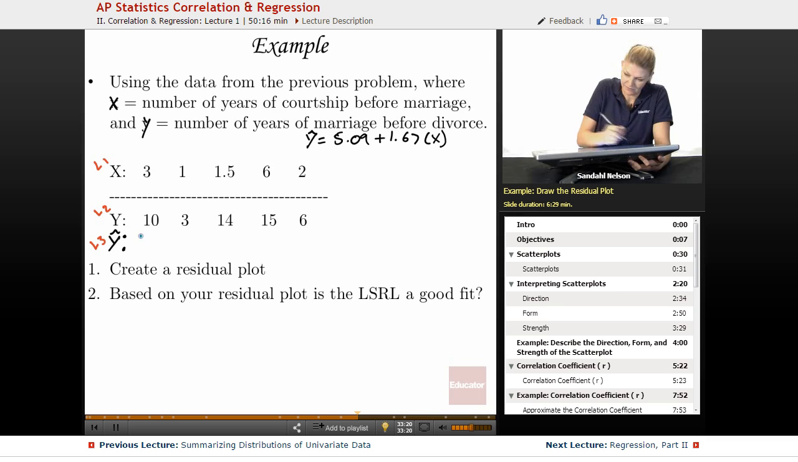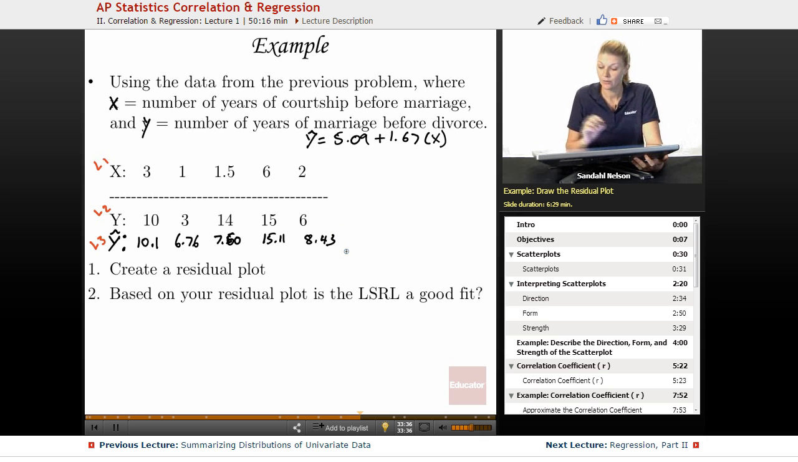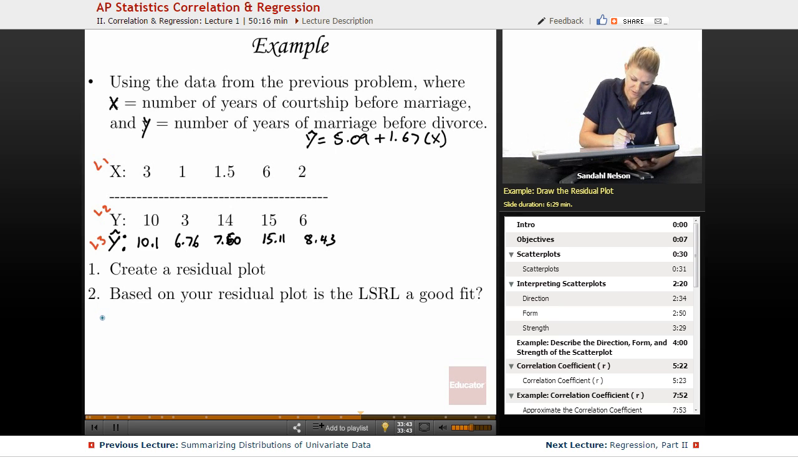We have 10.1, 6.76, 7.60, 15.11, and 8.43. So those are all our y hats. Now we want to get all of our residuals. So write it down here.